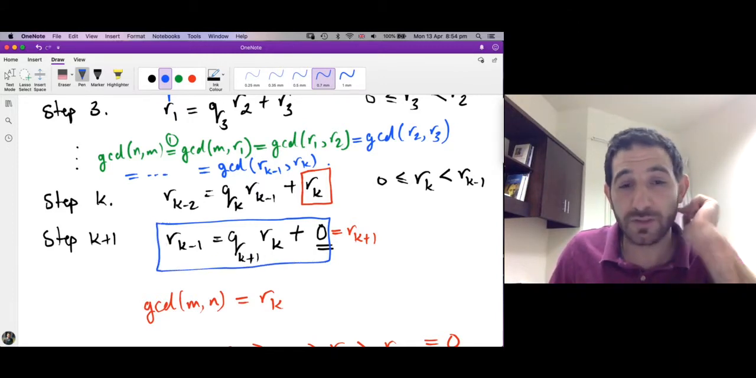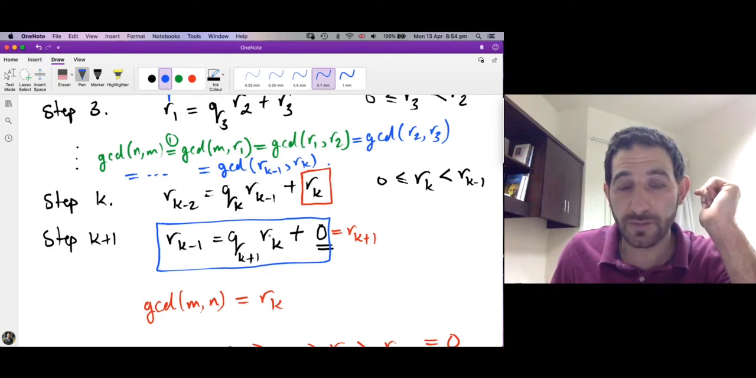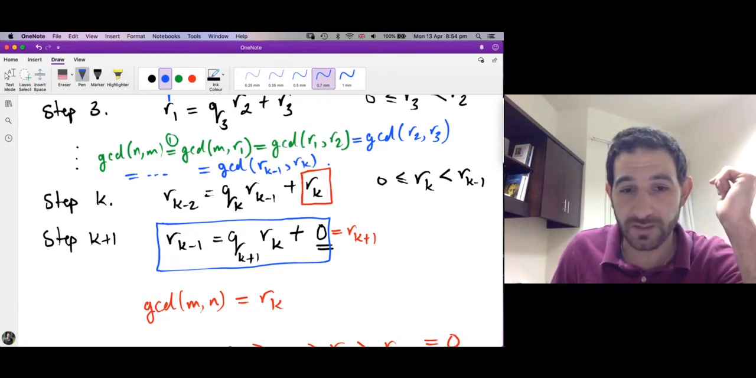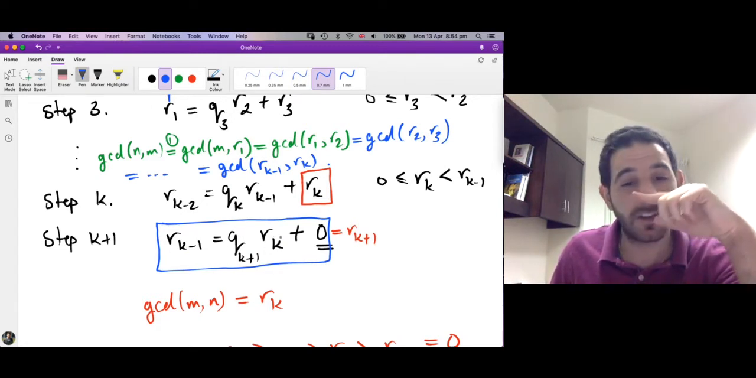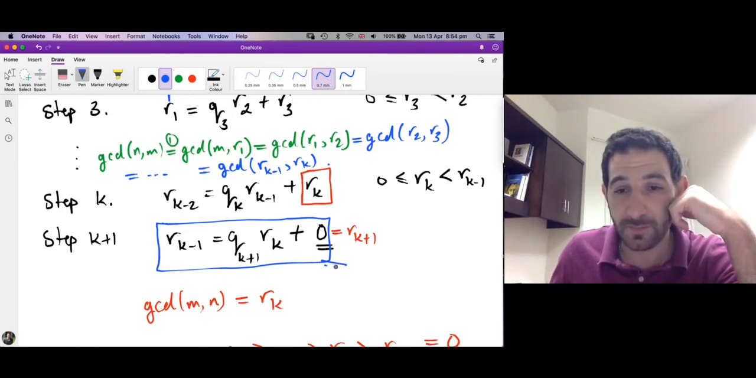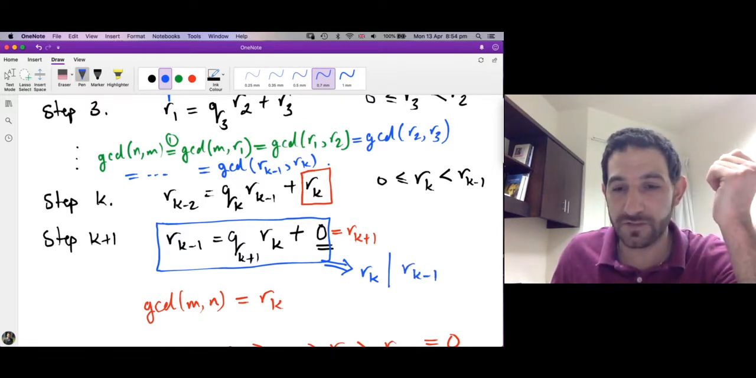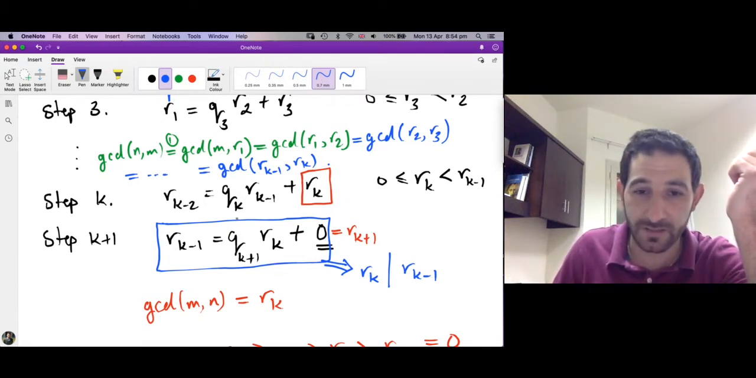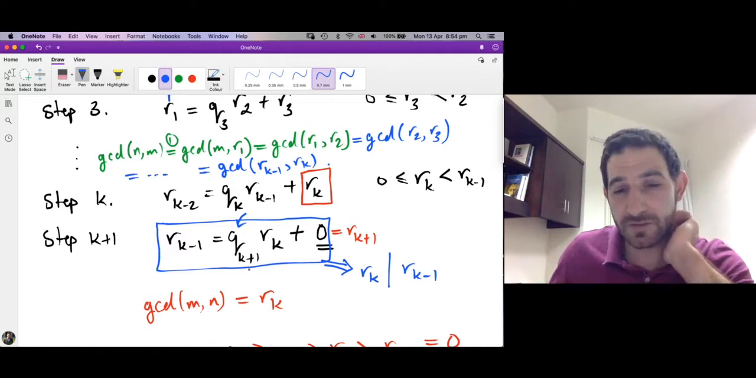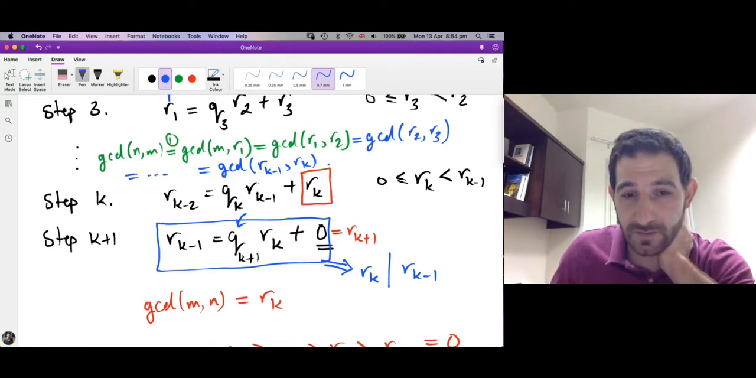That r_{k-1} is equal to q_{k+1} times r_k, which means r_{k-1} is equal to an integer times r_k. But this implies that r_k divides r_{k-1}. Right? This is the definition of divisibility. r_k divides r_{k-1} if there is an integer, in this case q_{k+1}, such that r_{k-1} is equal to q_{k+1} times r_k.